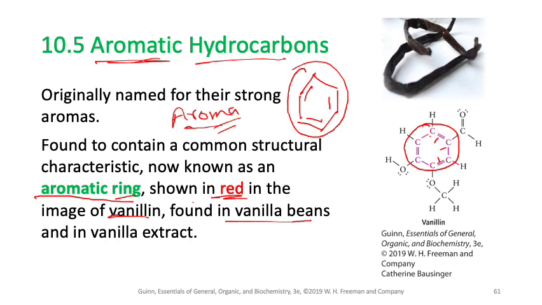So from now on, if I say aromatic compound, you should know that I'm talking about a six carbon ring with alternating single and double bonds. That's your aromatic ring.